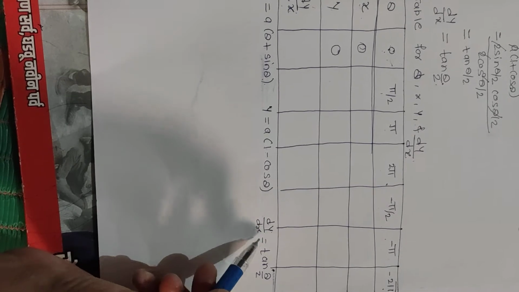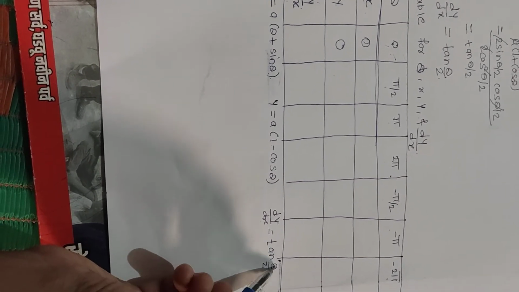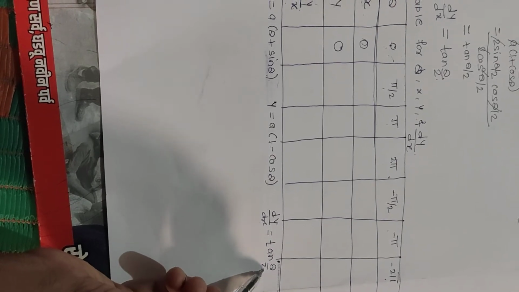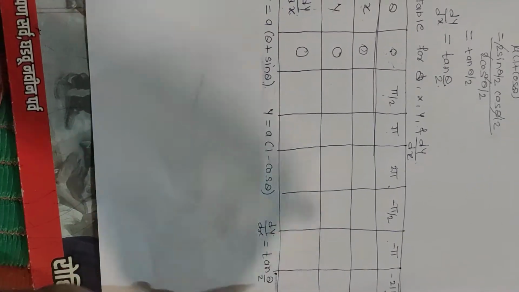See, what is dy by dx? It is tan theta by 2. So put theta equal to 0. That means tan 0 by 2, and tan 0 by 2 is 0. So tan 0 is 0. In that way we have to calculate all values.